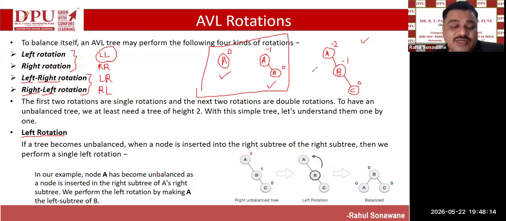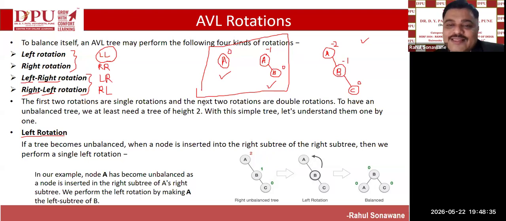Where we have inserted, that is the case. And depending upon that, you have to understand which rotation we have to perform. So where we have actually inserted, or which node is actually causing the unbalancing of our tree. The node C is actually causing the unbalancing of the tree.